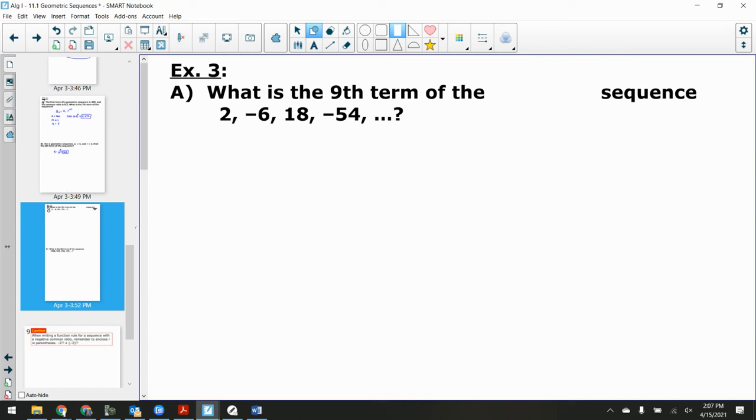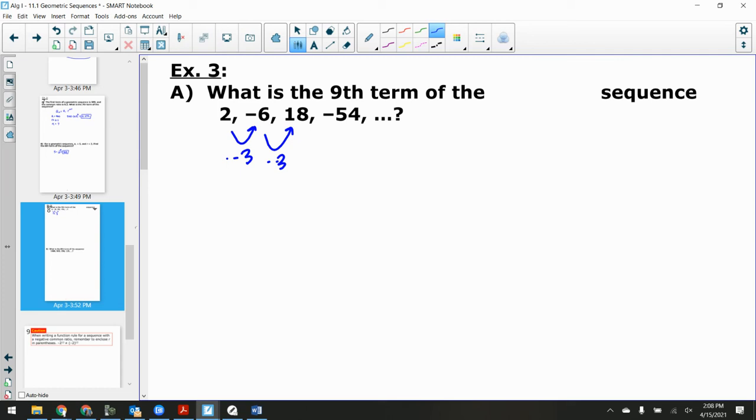Not necessarily. You're right that the numbers aren't going to get bigger. I see positives and negatives. That's true. What am I continually multiplying by? Do you see a continual multiplication? Yeah, -3. That's how you know. So I'm going to multiply by -3.